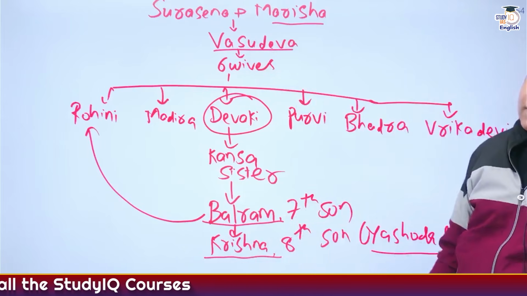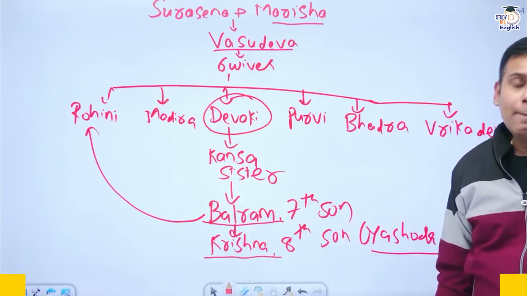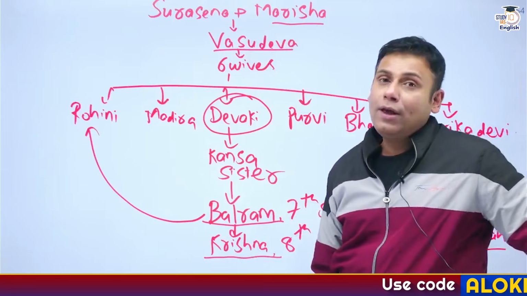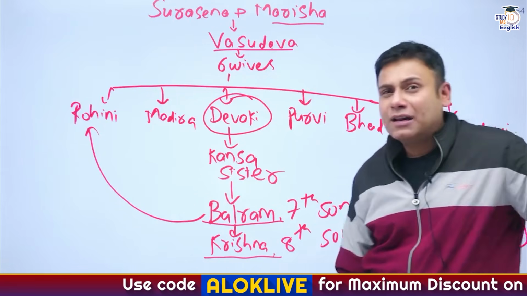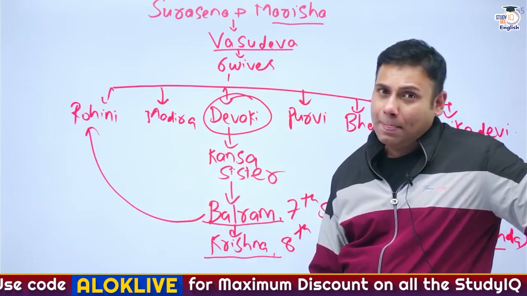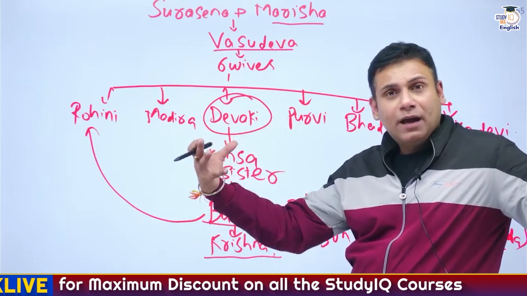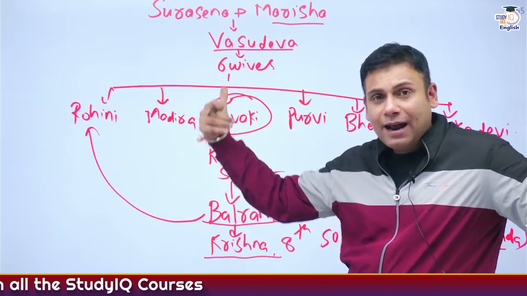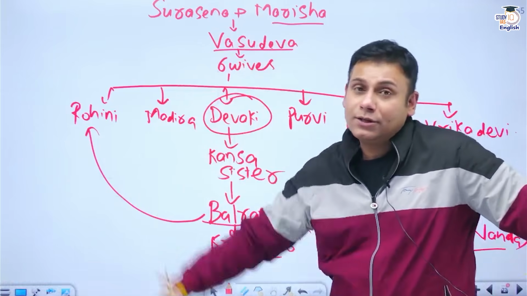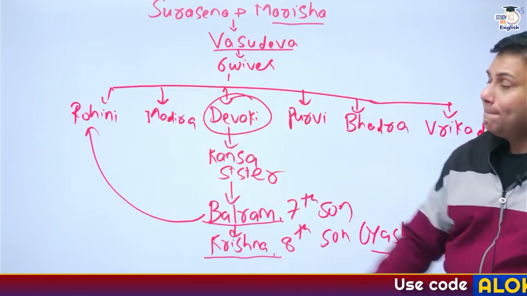Vasudevji had 6 wives. Among them were Rohini, Madira, Devki, Purvi, Bhadra and Vrikadevi. Devaki was the sister of Kans, one of the tyrant rulers of the region of Mathura. And there was an Akashvani from the heaven which said that the son of Devaki and Vasudev is going to kill whom? Kans. So he killed every child of them.